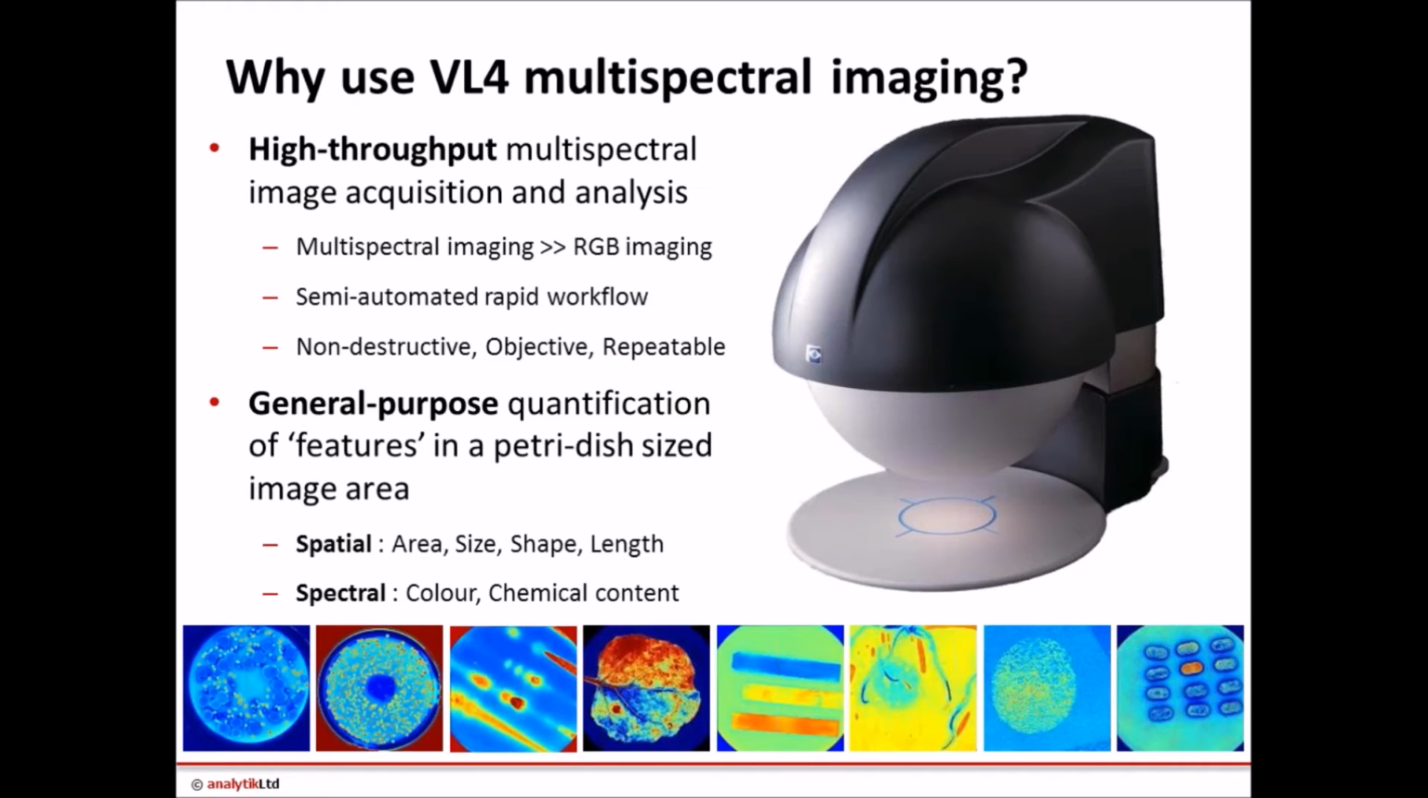So for general purpose quantification of features, I've put in quotes, in a petri dish sized image area. So the image it takes is of a petri dish. It's as if you're looking at a petri dish from about arm's length, and we can measure and quantify both spatial and spectral features. So spatial can be area, size, shape, length, and spectral features could be the color, or indeed the chemical content of our sample.